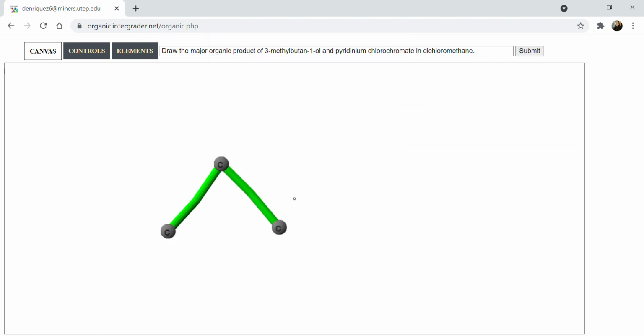Okay, and we've got our butane. We've got a methyl at the 3 position and an oxygen at the 1 position. There's no conformation, so I can go ahead and do my double bonding. And then with this one, I'm going to leave it because I don't see any oxygens. I see dichloromethane, pyridinium chlorochromate, so I'm going to leave it like that.